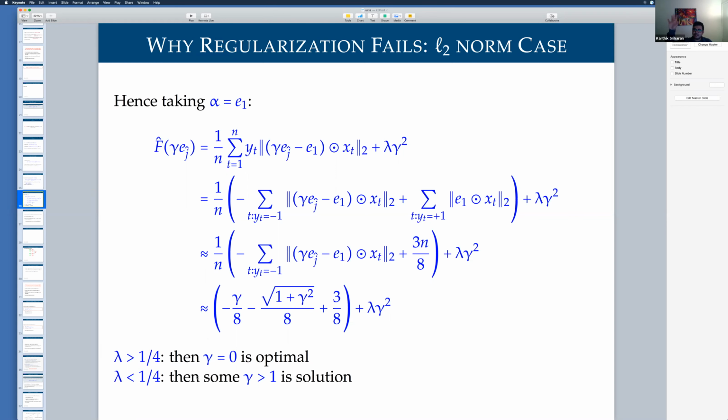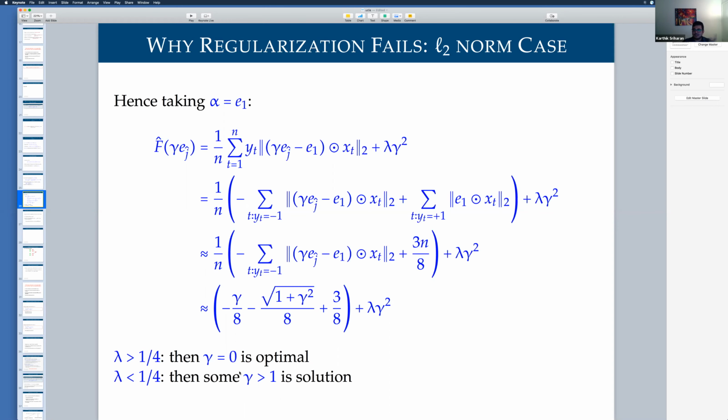Okay, because your regularization component is large enough. It's larger than whatever your training loss can be. And so the best thing for me to do is just go all the way to 0 on my regularization, which is lambda times gamma squared here. And whenever lambda is smaller than 1/4, at that time regularization is not strong enough. But in this case, going with EJ hat is good.